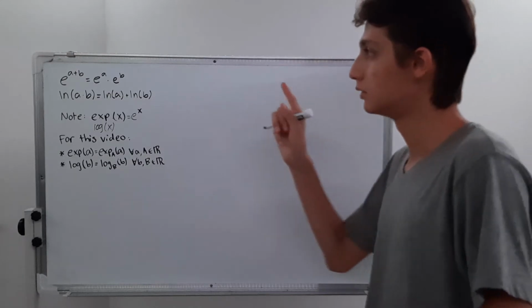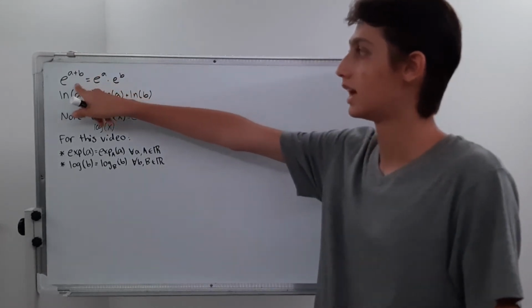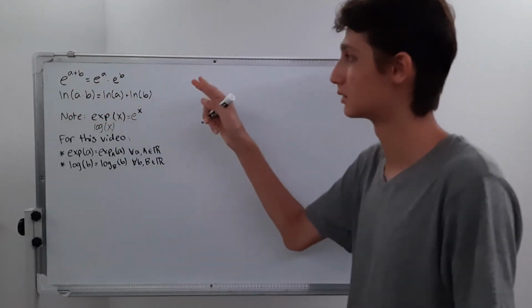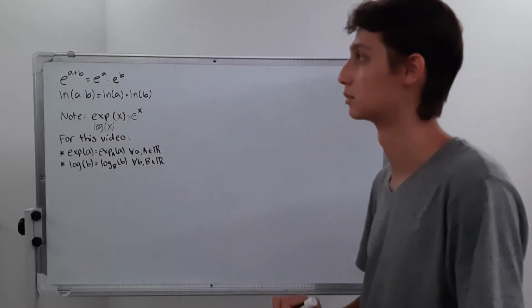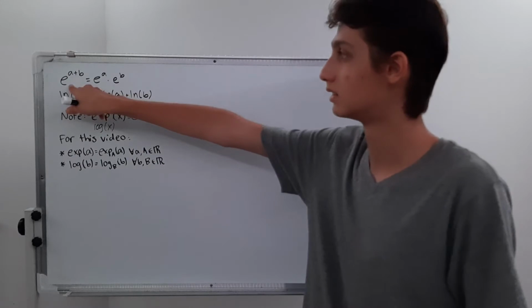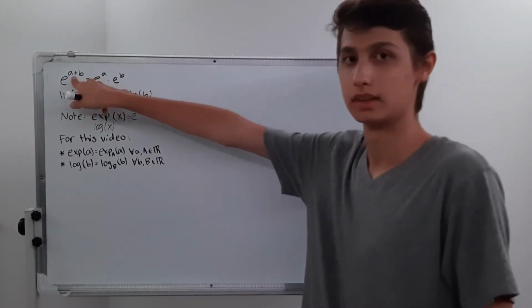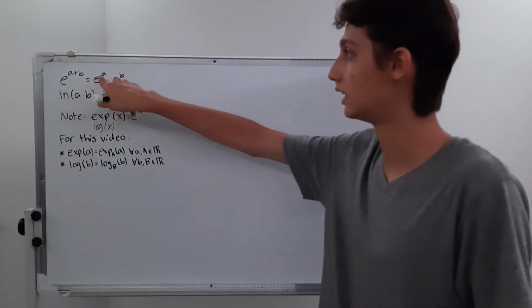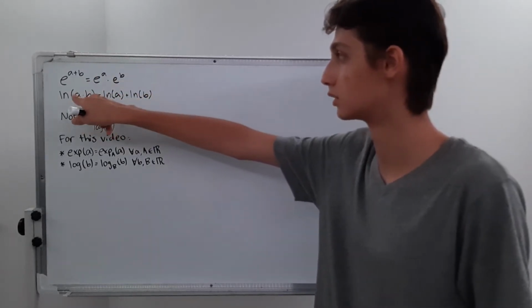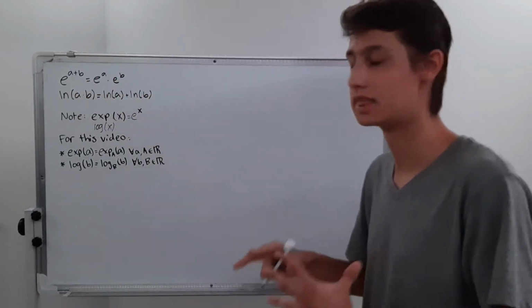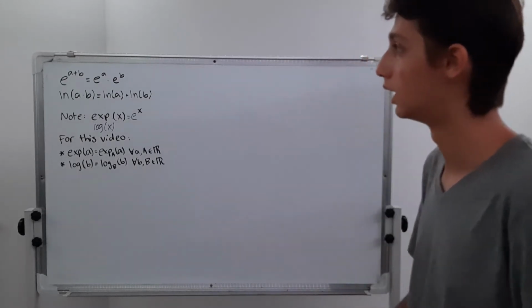If you notice, e to the a plus b, you can actually write it as a product. This is a really cool thing about exponents: if you raise e to a sum, this turns addition into multiplication. And logarithms do the reverse. They turn multiplication into addition. I think that's really cool.